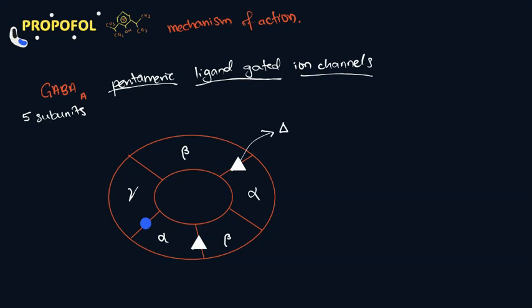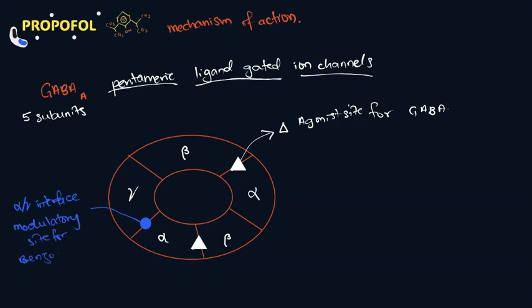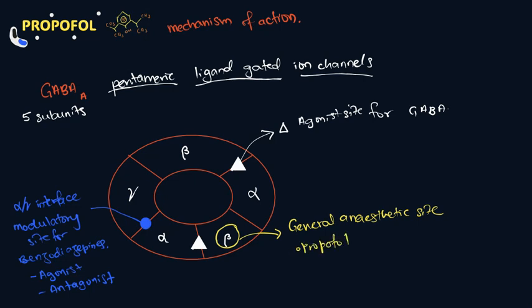The triangles show the agonist site for gamma aminobutyric acid, and the gamma alpha interface is a modulatory site for benzodiazepines, whether agonist or antagonist. Agonists are midazolam, diazepam, temazepam, and antagonists are flumazenil. The beta subunit is the general anaesthetic site, and this is the site of propofol action, etomidate, as well as barbiturates and halogenated volatile anesthetics.